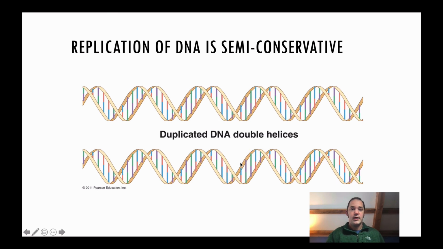And so we call DNA replication semi-conservative, so it conserves one of the old strands and makes a new strand. So each new molecule of DNA has an old template strand and a newly synthesized strand. And that's why it's called semi-conservative.